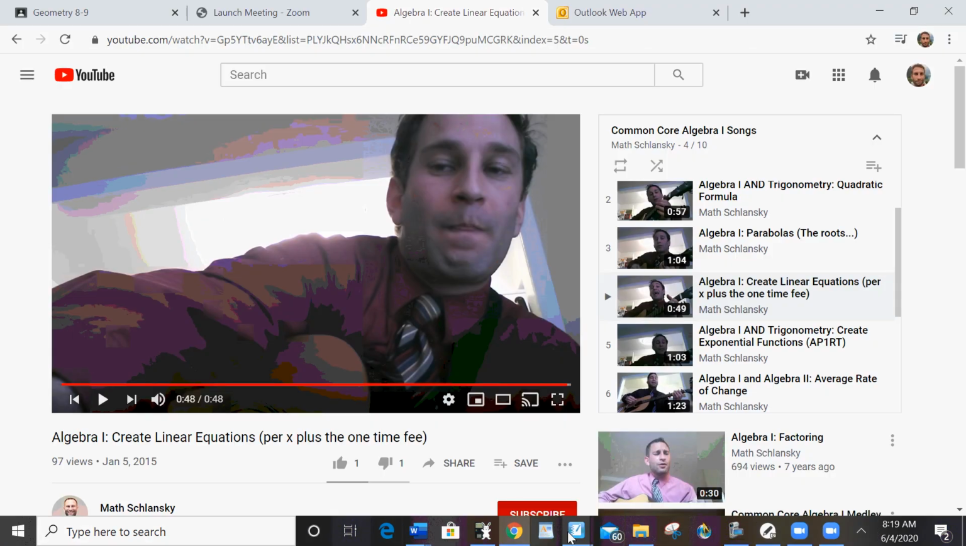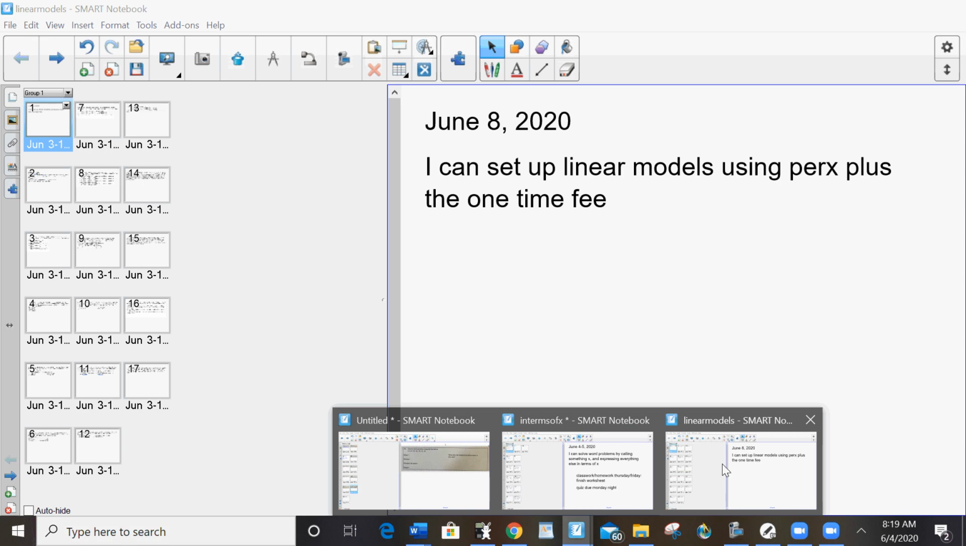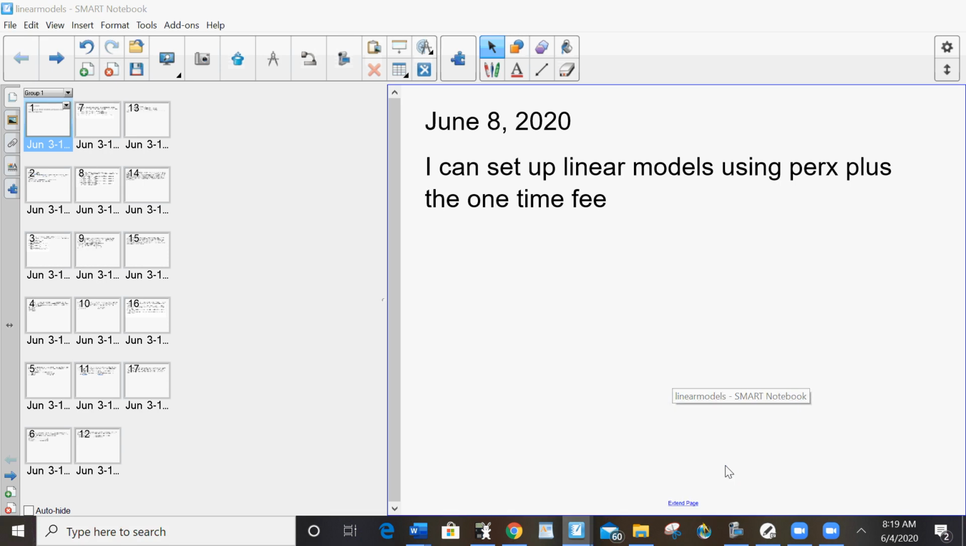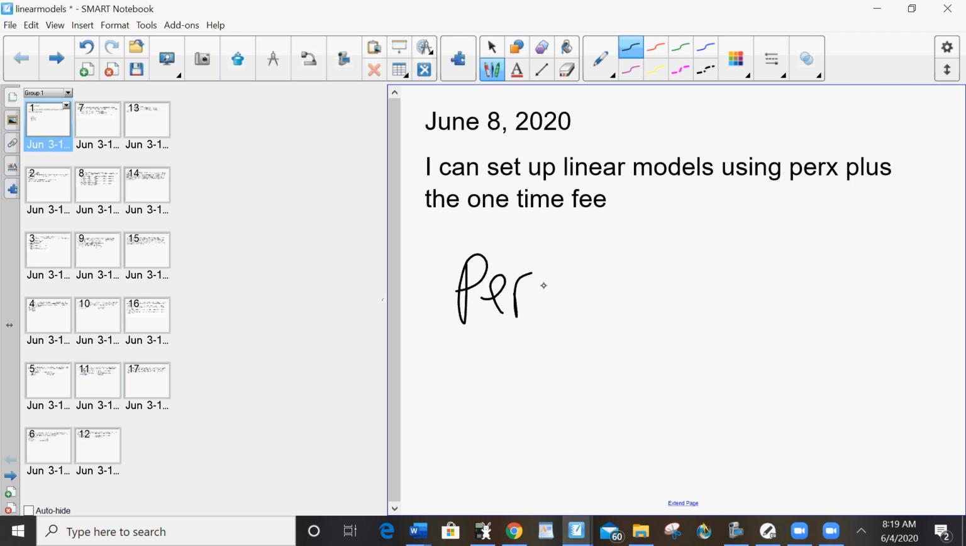So whenever you see a per or an each in a word problem, it's per x plus the one-time fee, or each x plus the one-time fee. Per and each pretty much mean the same thing in math. So when we set up our equation, it's going to be per in front of x, and then plus whatever the one-time fee or one-time amount is.